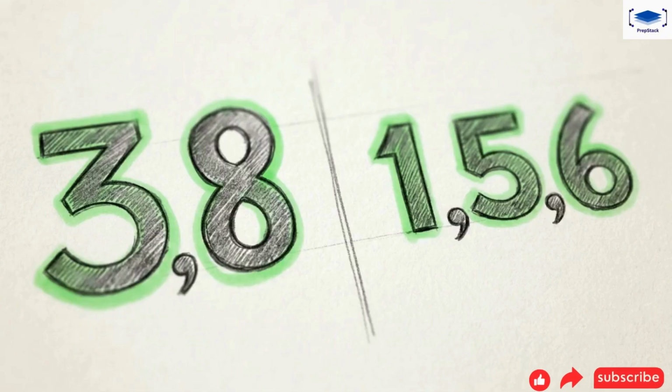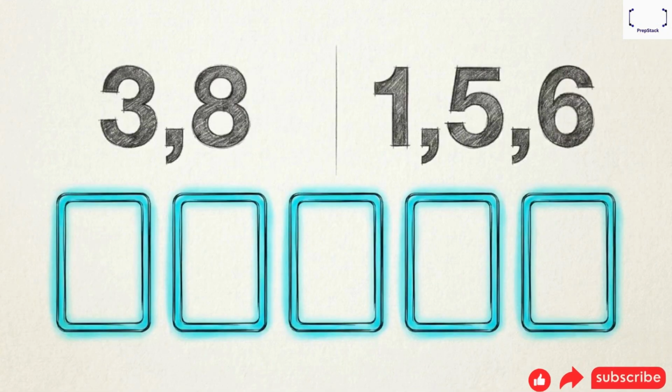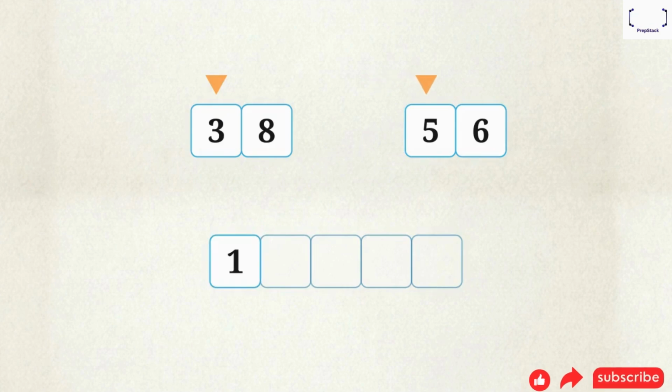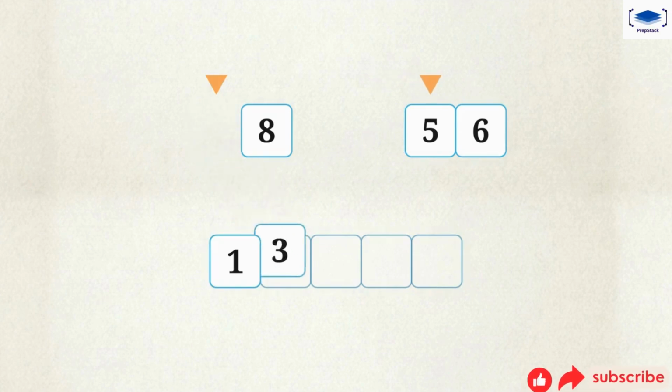We are now left with two sorted halves, 3 and 8 on the left, and 1, 5, and 6 on the right. It is time for the final merge. In this diagram, you can see how the computer uses markers to track its place. Because both halves are already ordered, it only needs to look at the very first number in each group, the 3 and the 1. 1 is smaller, so it snaps into the first empty slot below.